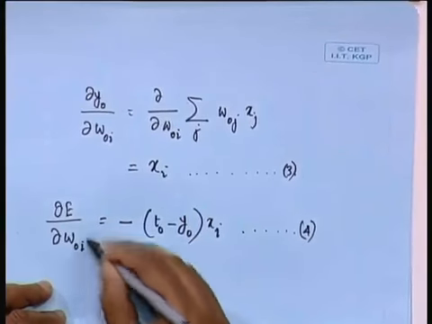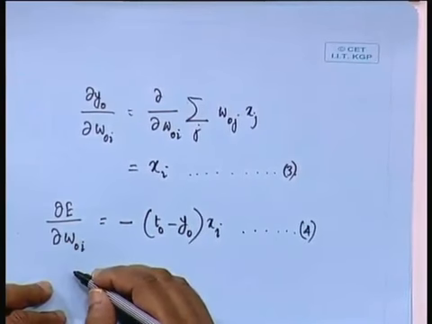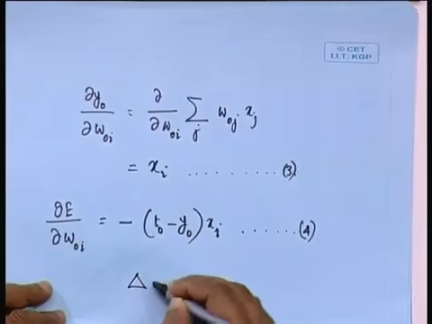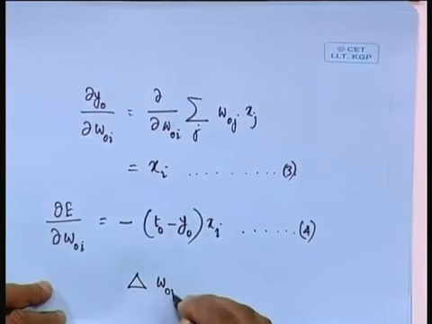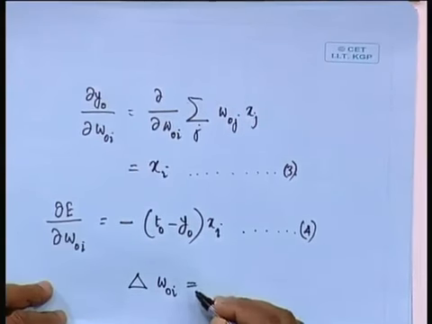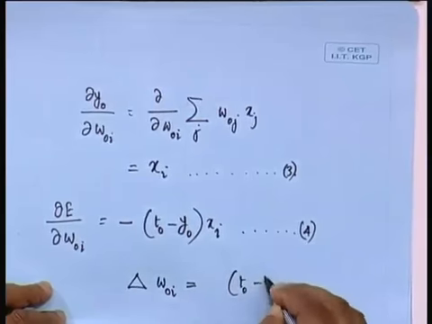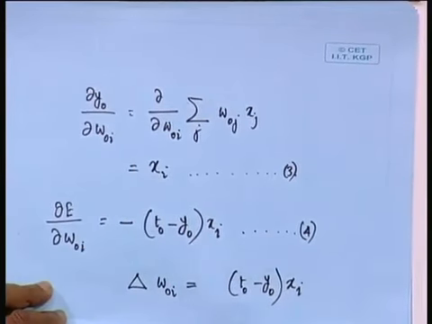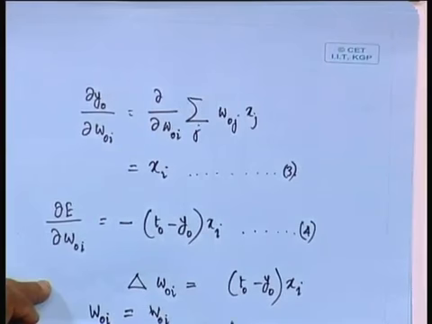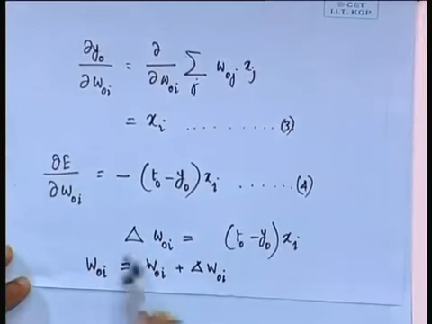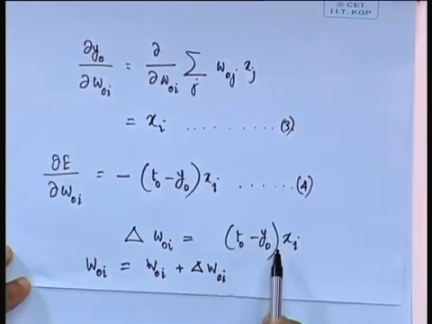Now this means that to the existing value of WOI, we have to apply a correction which we can write as delta WOI. And what is that delta WOI going to be? We can simply take T0 minus Y0 times Xi, isn't it? Meaning that if presently I have WOI as the weight, then the new synaptic weight is going to be the present synaptic weight WOI plus delta WOI, right? Can you see it now? So WOI new is going to be WOI old plus the correction that we are applying to it, right?